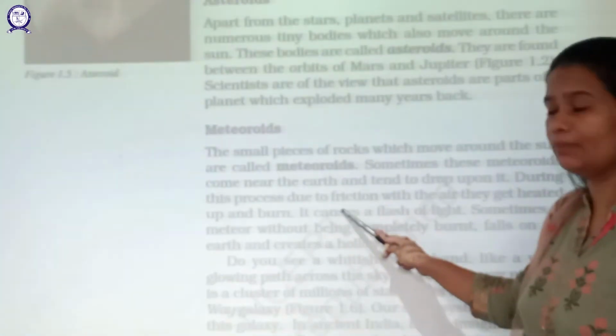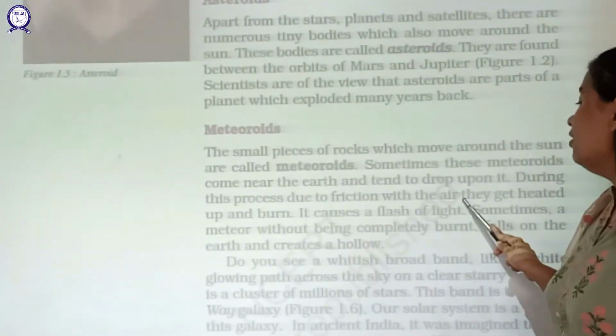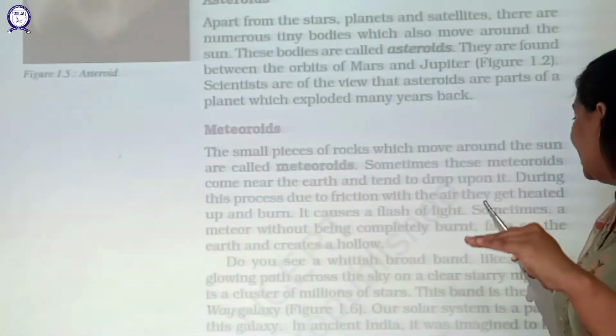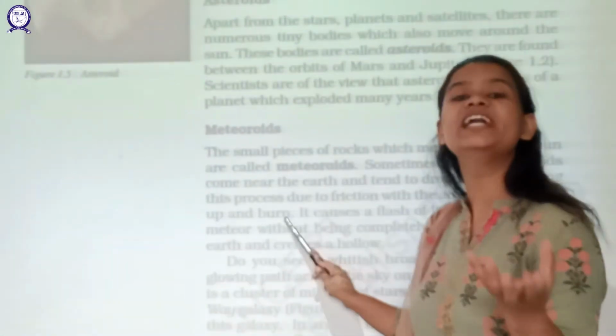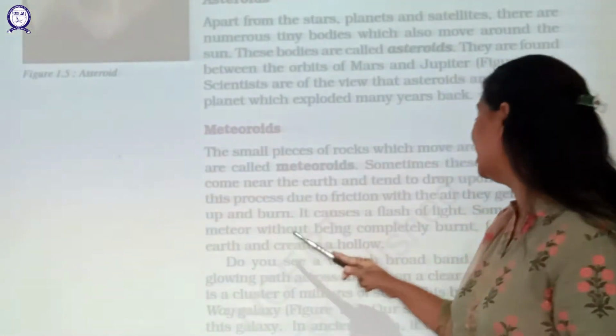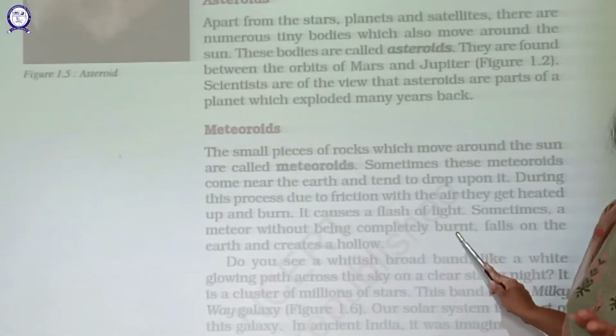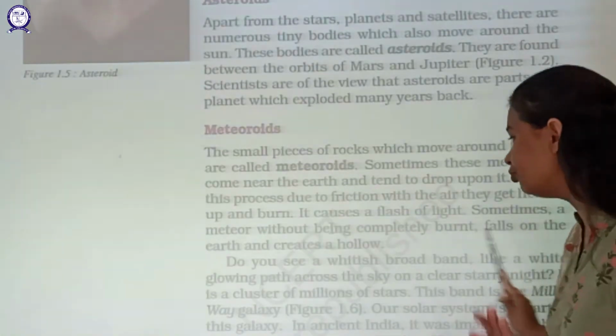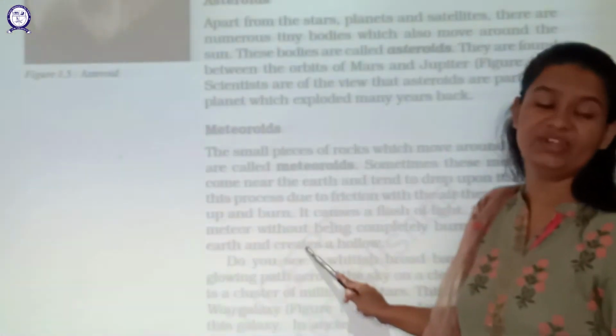Sometimes these meteoroids drop down on the earth's surface. When they start falling on the earth's surface, their friction with the air takes place and they get heated up. These meteoroids get heated up and start burning, and after they burn completely, they fall on the earth's surface. And when they fall on the earth's surface, they create a hole.